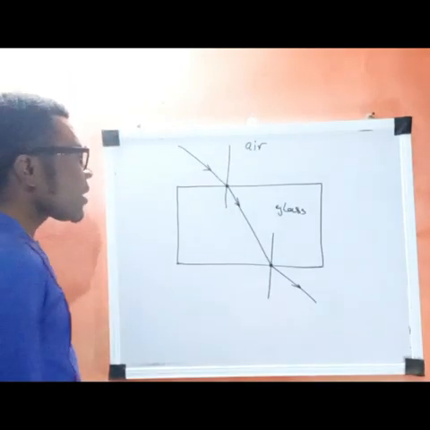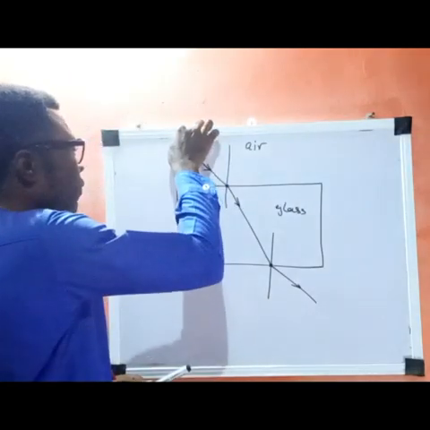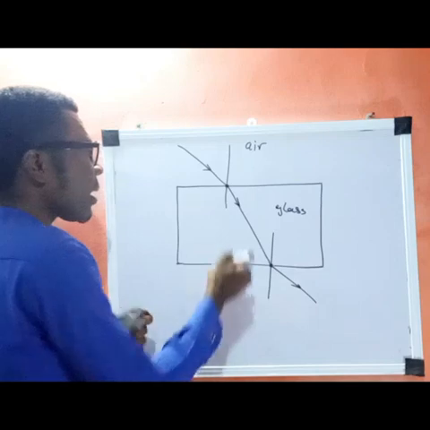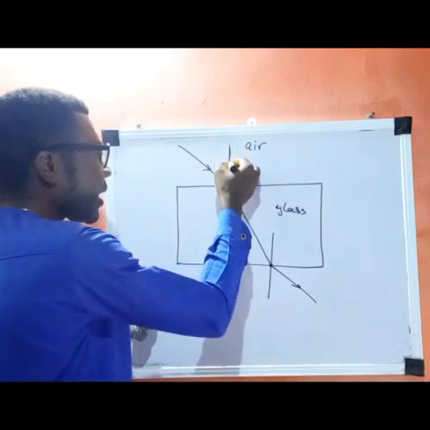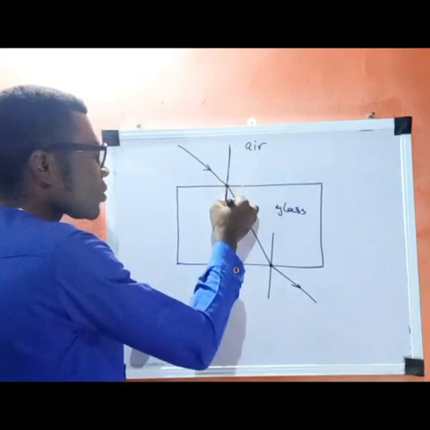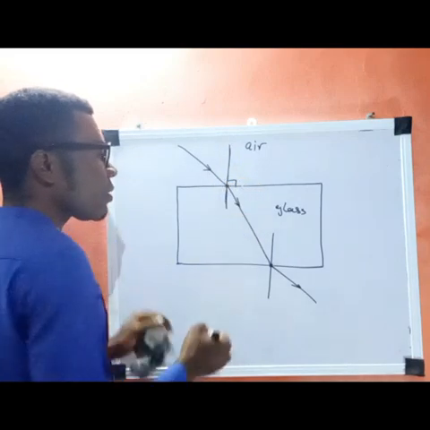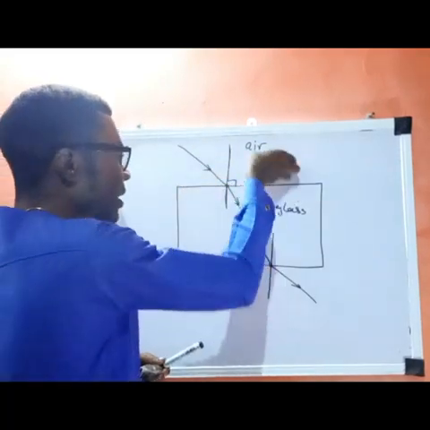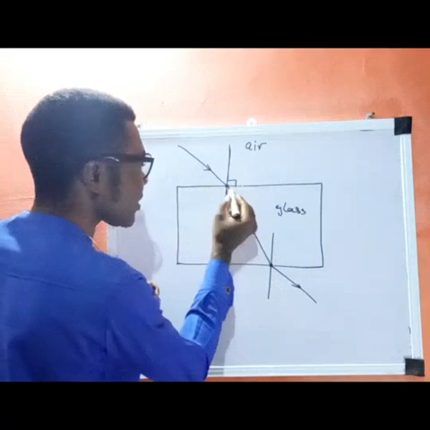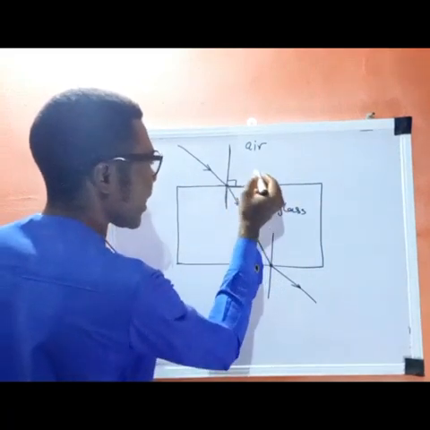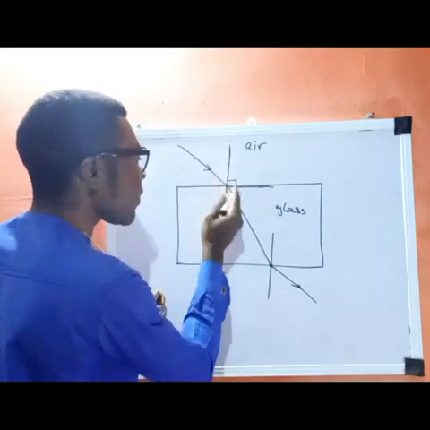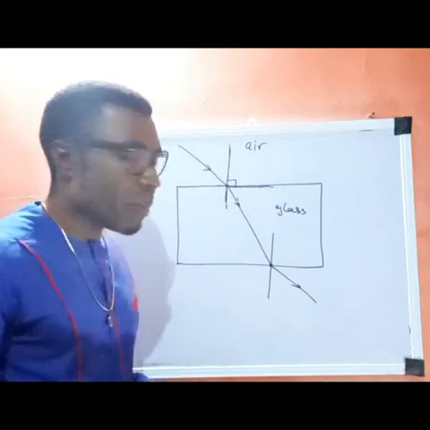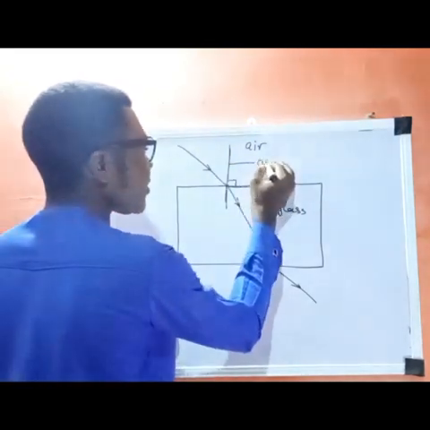So if that is the case, if a light ray is moving from air and enters glass, it bends towards the normal. What is the normal? The normal is a perpendicular line to the boundary between the two media of different density. That is a line that forms 90 degrees with the boundary. This is the air, this is the glass. So this line is the boundary between the air and the glass. And the line that forms 90 degrees with this boundary is what we call the normal. So this line is the normal.